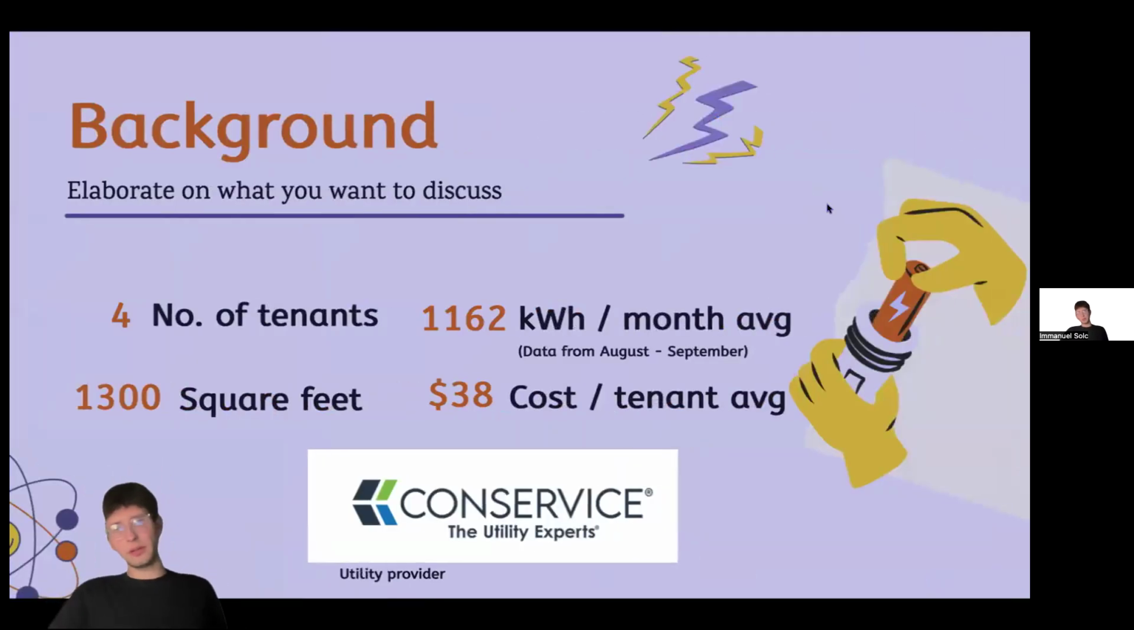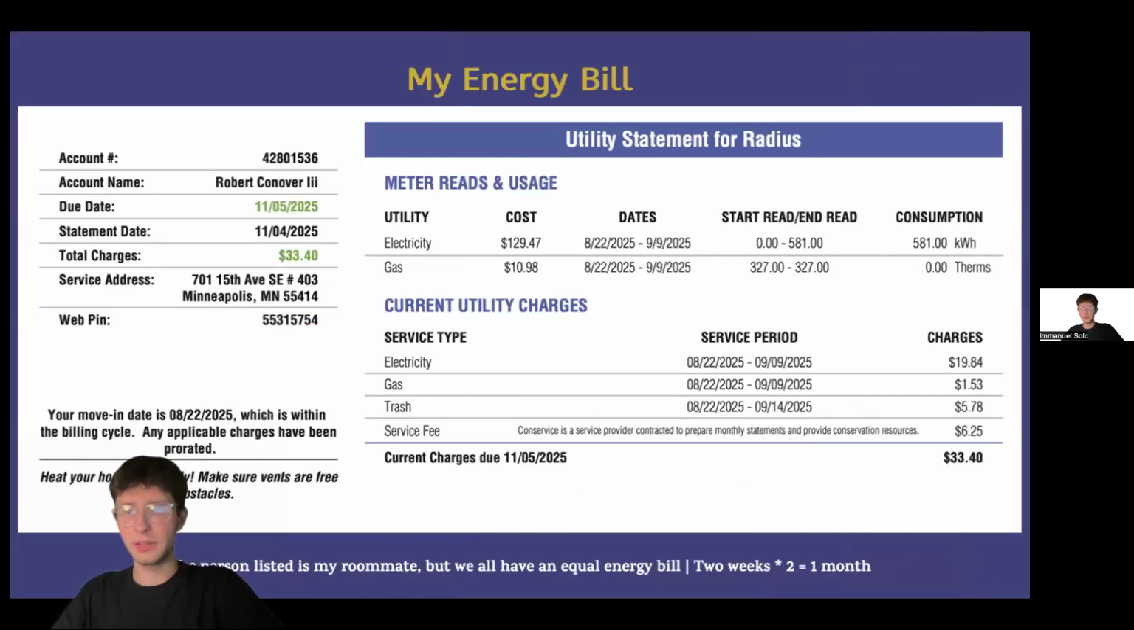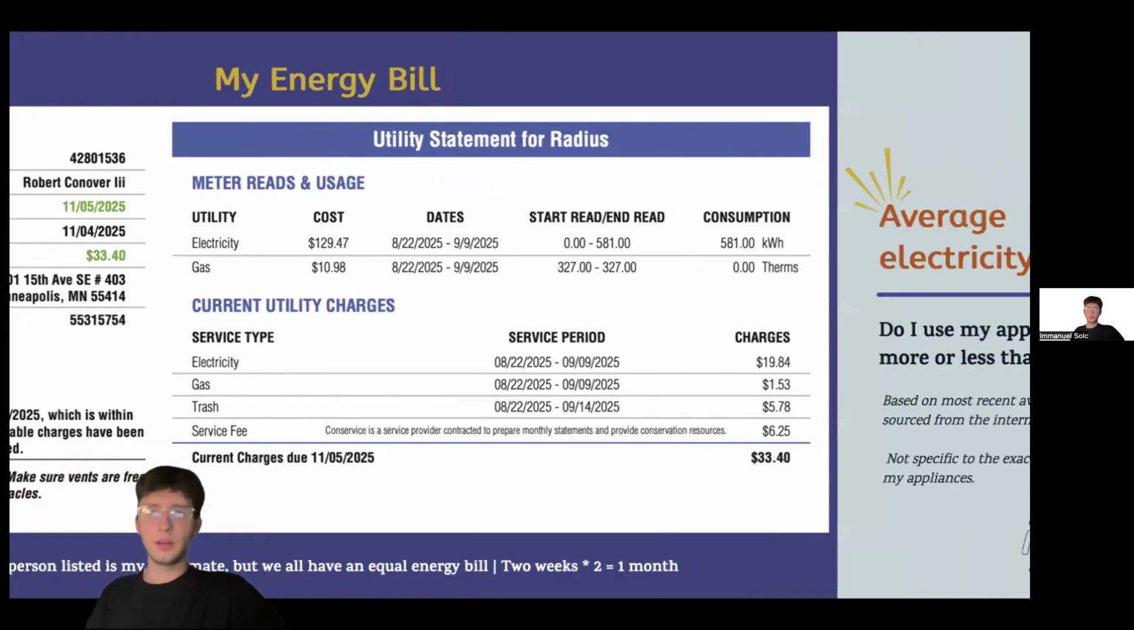Alrighty, kicking us off with a background. I live with three other roommates in a roughly 1,300 square foot apartment. Our average kilowatt hours per month from August to September is 1,162, which comes out to about $38 per tenant. And here's my energy bill. None of this really matters except for the consumption of electricity. This was for 2 weeks, so multiply that by 2 to get your figure, 1,162.